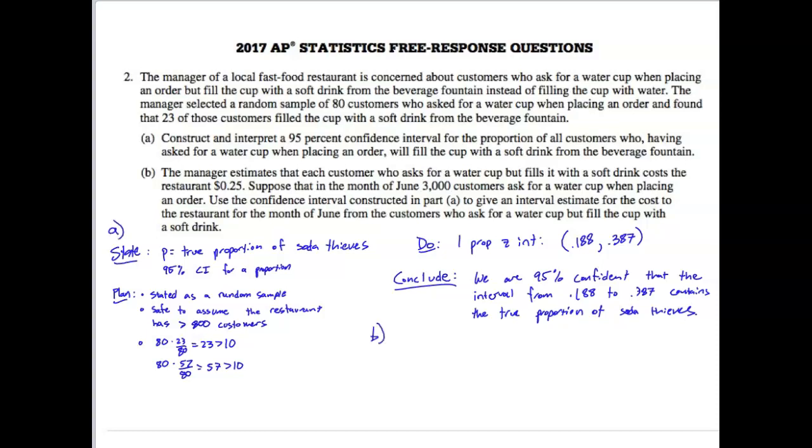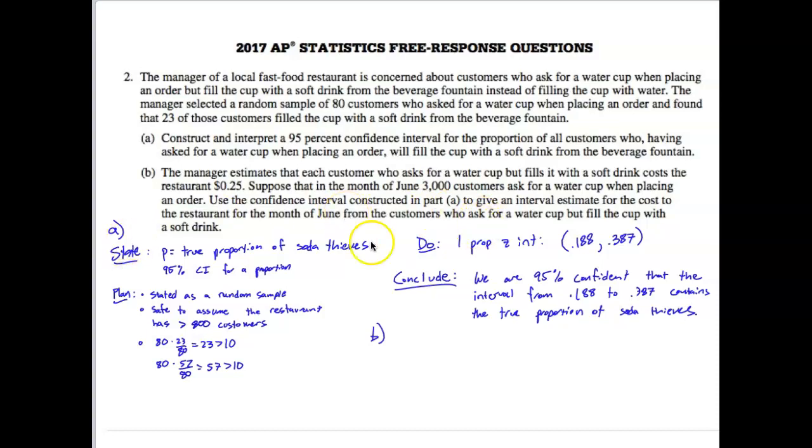All right, so now let's answer B. The manager estimates that each customer who asks for a water cup that fills it with a soft drink costs the restaurant 25 cents. I don't believe that. That soda syrup costs like 3 cents for 5 gallons. Suppose that in the month of June, 3,000 customers ask for a water cup when placing an order. Use the confidence interval constructed in Part A to give an interval estimate for the cost of the restaurant in the month of June.